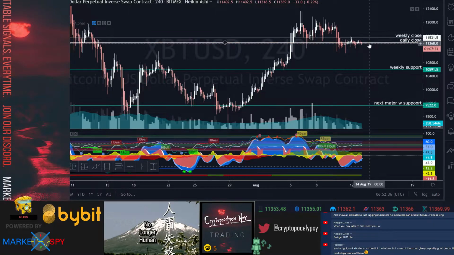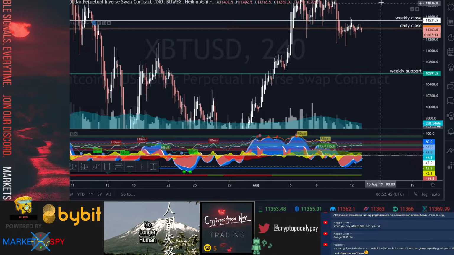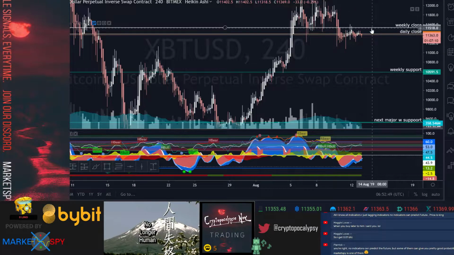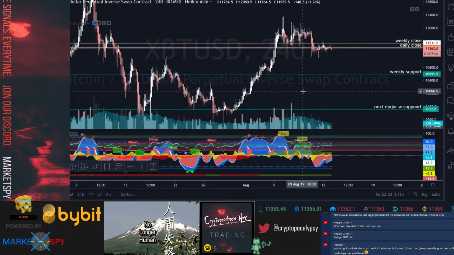Generally, you're looking at resistances. So if it does move up, you can trade in this range, for example, expecting it to tap the weekly close and get rejected. Or if it goes above it, mega long, we can go higher. So that's just how it is. That's how Bitcoin works.